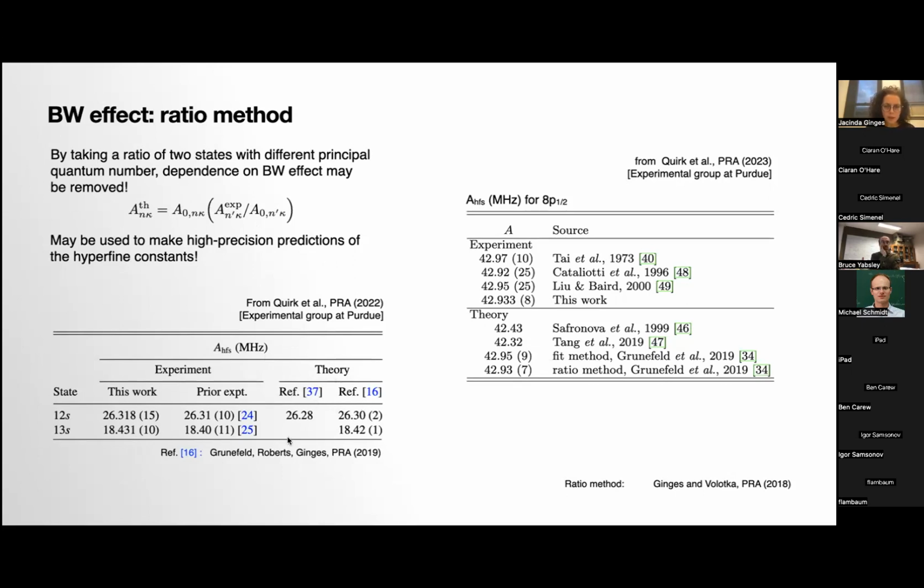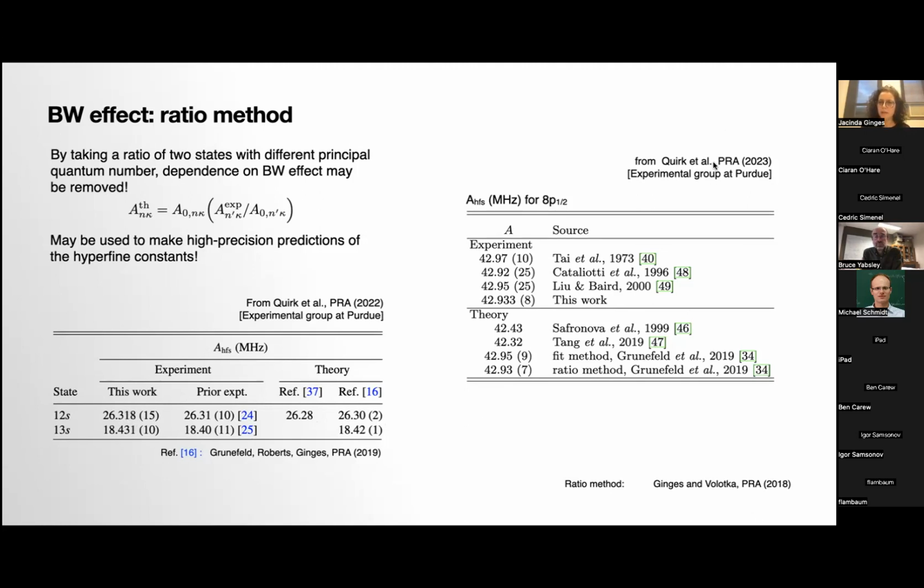So these are our predictions from 2019, where we made predictions with unprecedented precision for 12s and 13s. At the time, the best experiment had an uncertainty that was 5 to 10 times larger, and there was no uncertainty for the previous theory. Then this latest experiment, which was just published last year, confirmed our result. We calculated this with an uncertainty of about 0.05%, so well within 0.1% of our predictions, confirmed by these latest experiments.